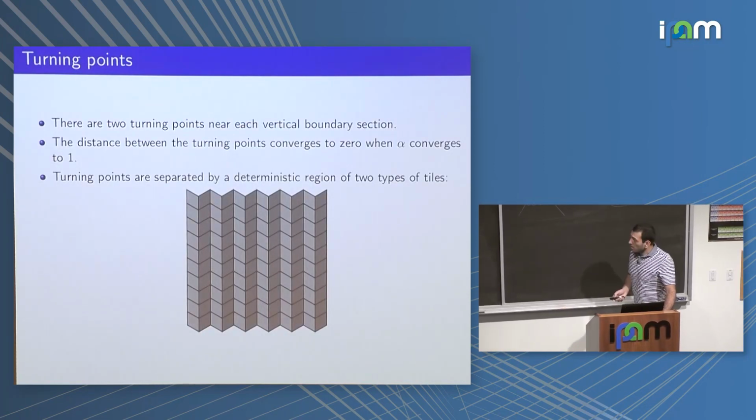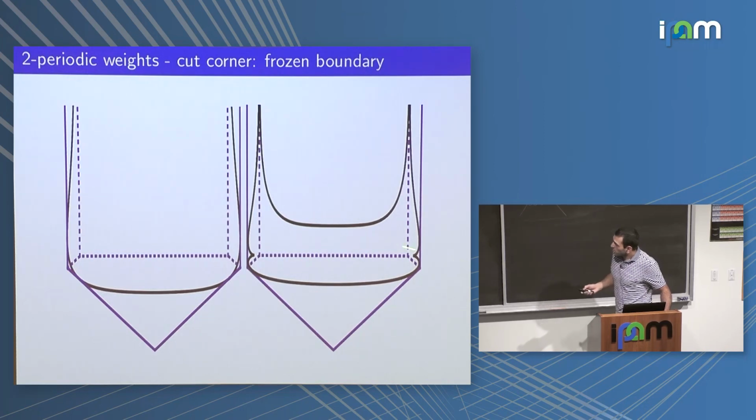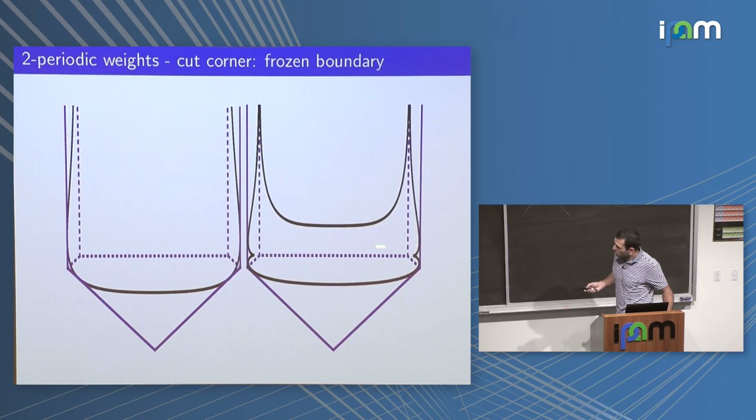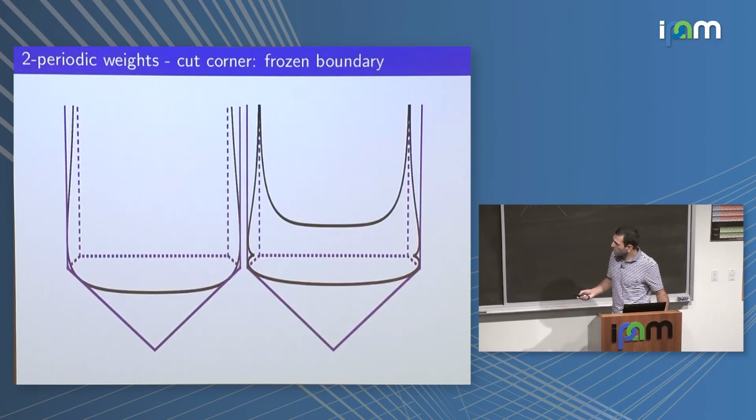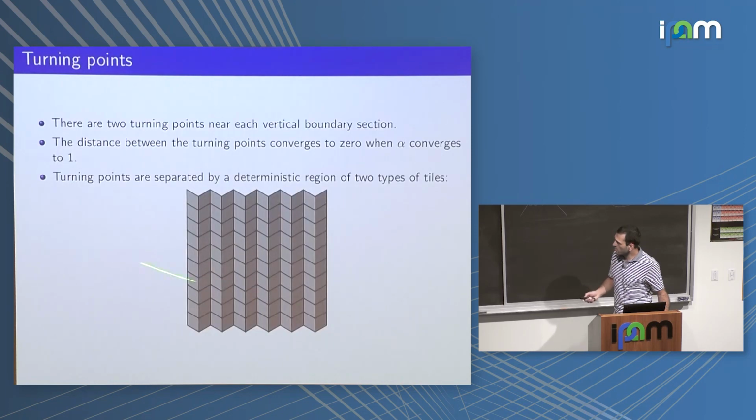So these two turning points that you see are actually separated by a frozen region, which is a frozen region where two tiles appear in a deterministic pattern. So this is the frozen region that separates them. And so if the weights are alpha q, 1 over alpha q, then as alpha goes to 1, these two turning points are going to merge, and you're going to have this situation. But the larger alpha is, the farther apart these turning points are going to be, and they're going to be separated by this frozen region.